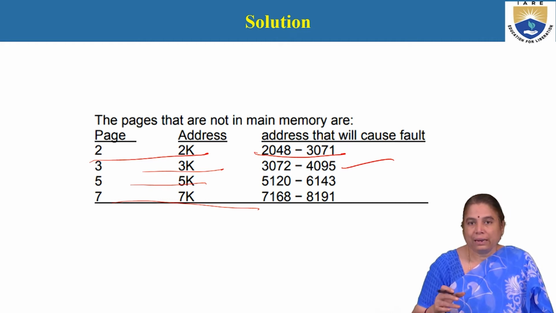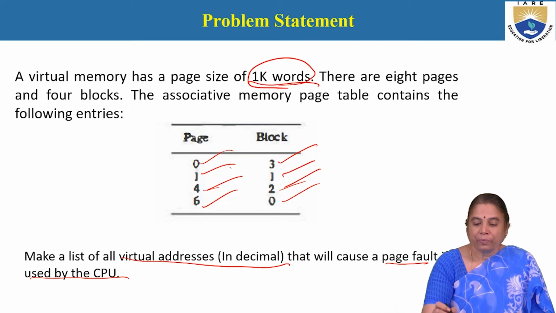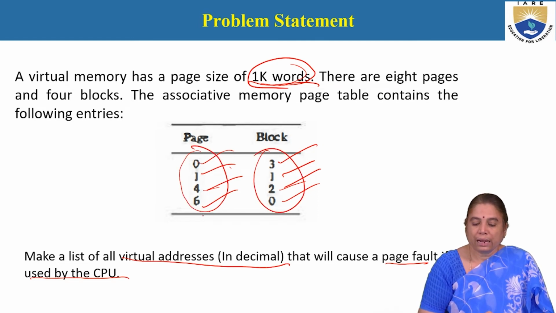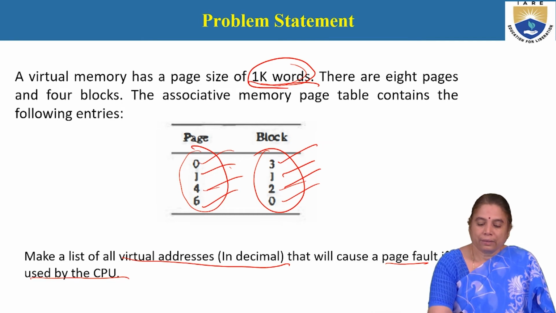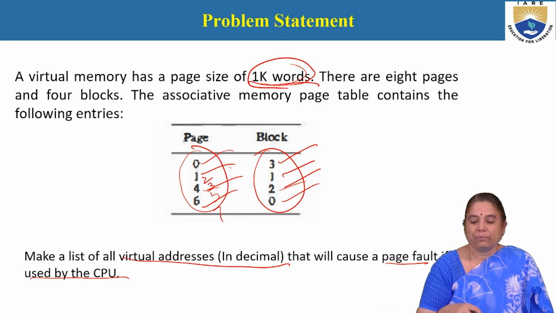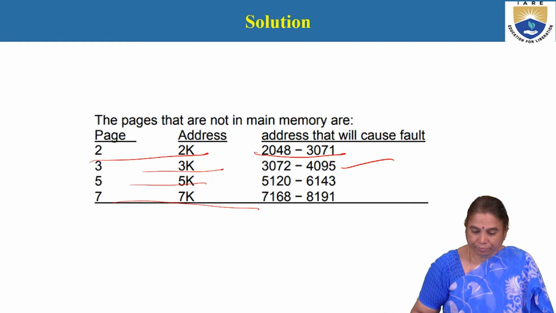When a page fault occurs, the required page cannot be loaded at the memory addresses. But the page size can be 1K words. And the page table that is loaded in the memory holds these blocks and these pages. So that's why the second, third, fifth and seventh are the missing pages in the memory, so that the page fault can occur.